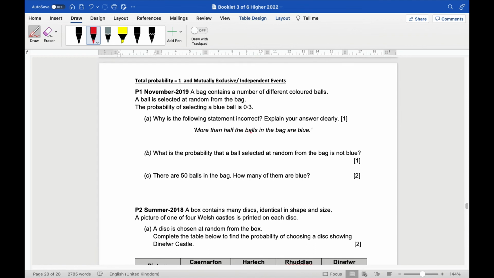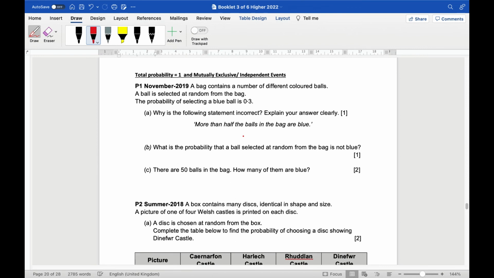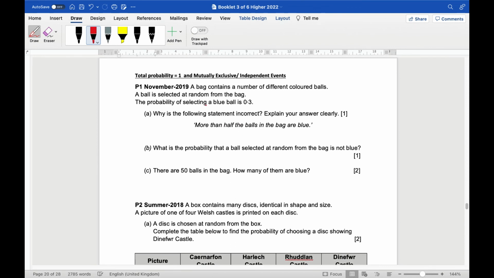So not tree diagrams, maybe using a bit more decimals now, but without the tree diagram. Let's talk through a couple of these. The probability of selecting a blue ball from this bag is 0.3. More than half the balls are blue. Well, it can't be because the probability of getting a blue is less than a half. So we just write that, okay? Incorrect because the probability is less than half.